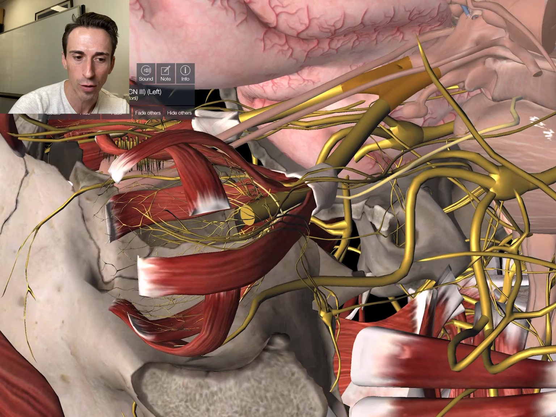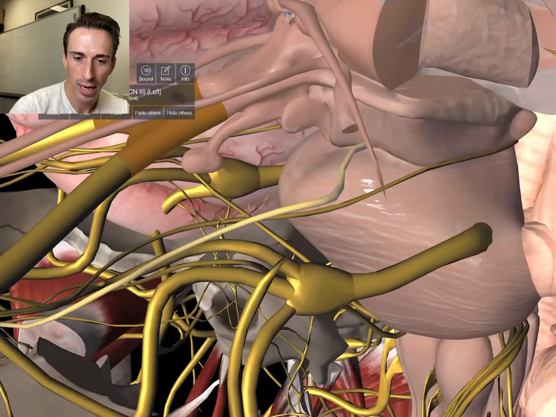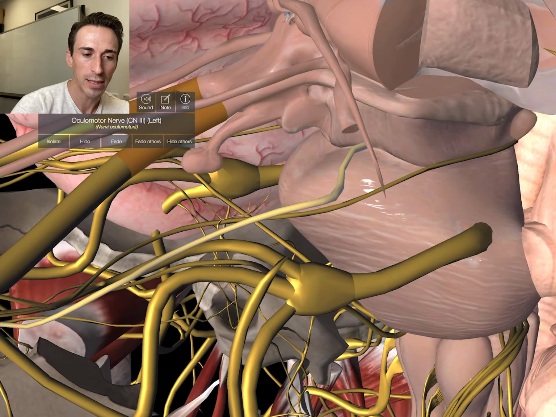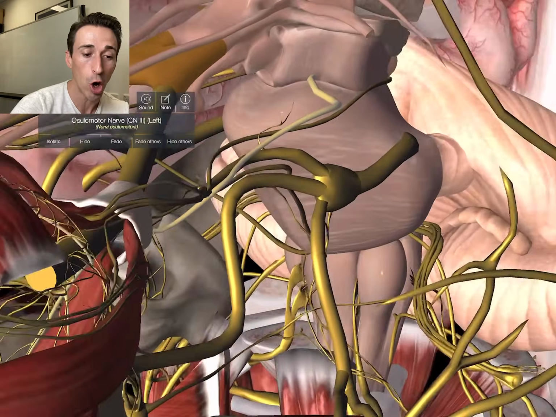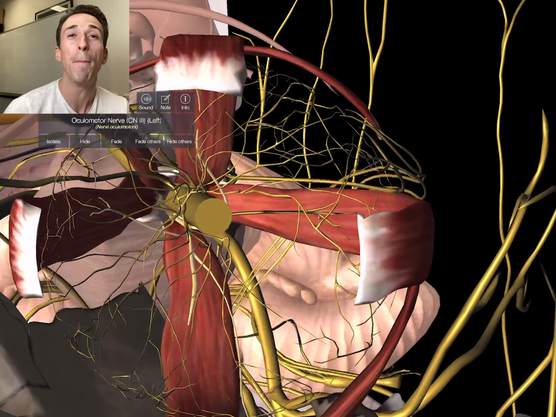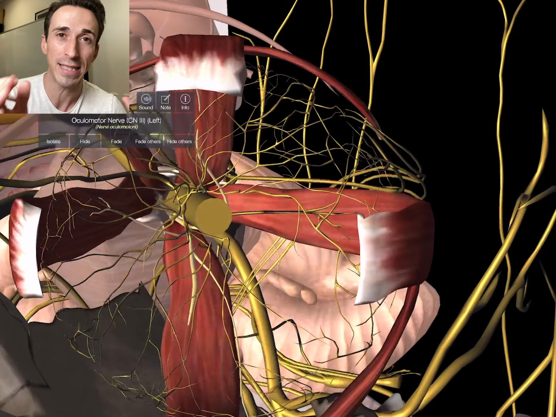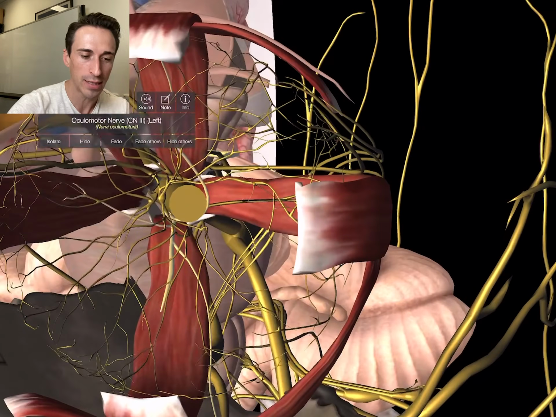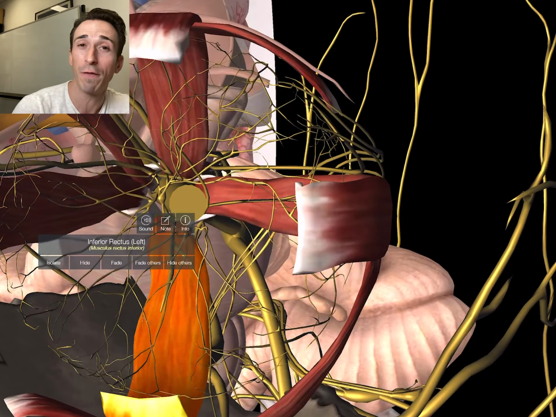So we've got the next nerve here moving down, and you can see that this nerve is coming out at what looks like that junction between the midbrain and the pons. And this is that oculomotor nerve. And the oculomotor nerve is a motor nerve. So everything so far has been sensory, but this is motor. Now you can see where it's innervating. It's innervating this muscle, which is the inferior rectus.